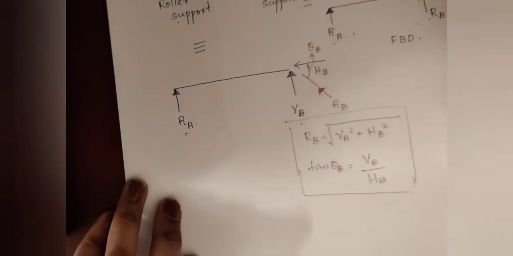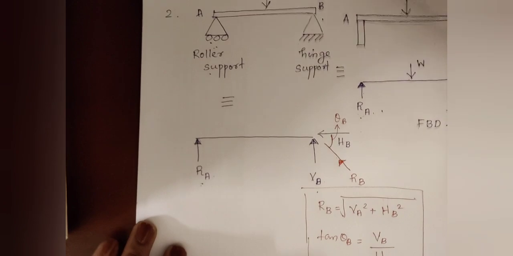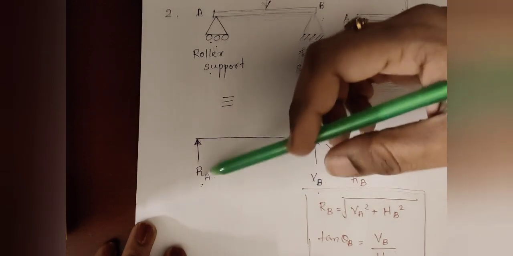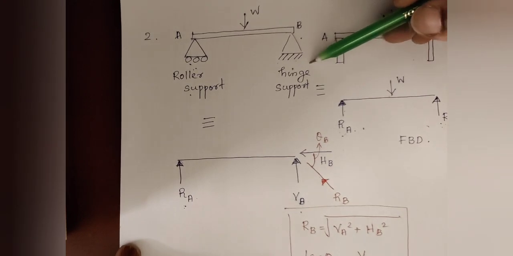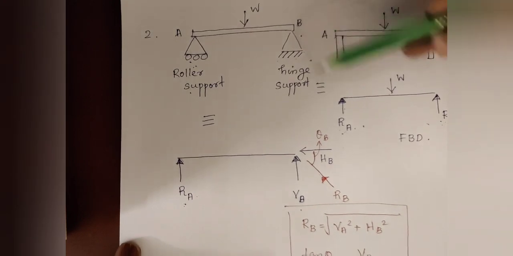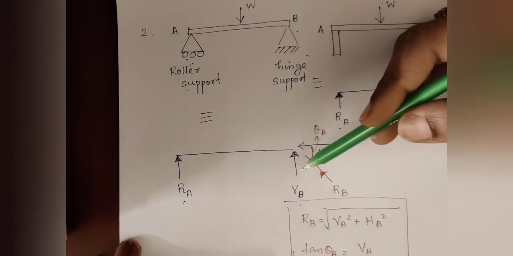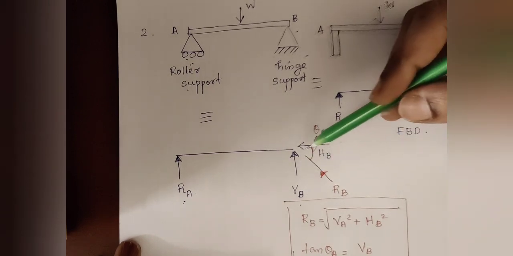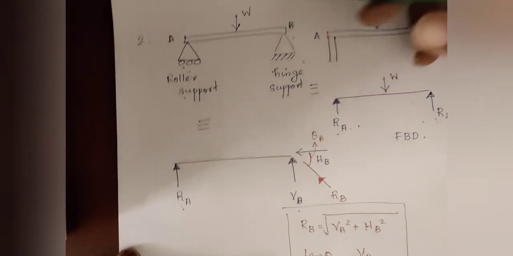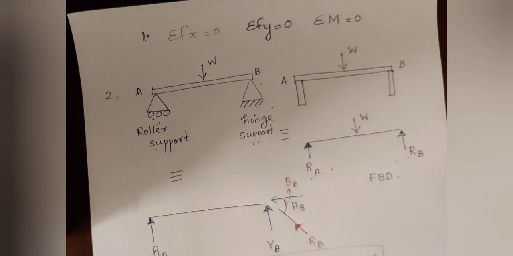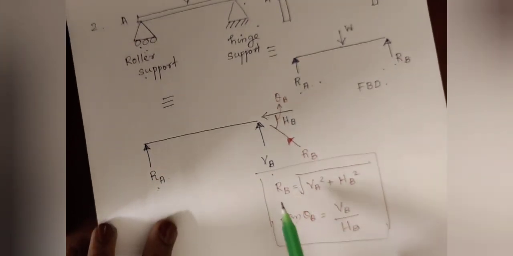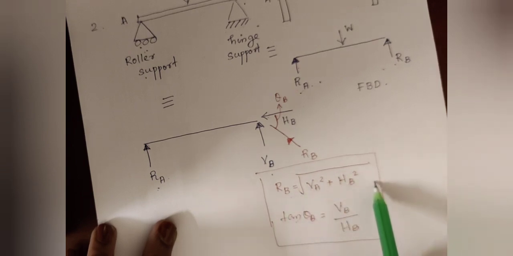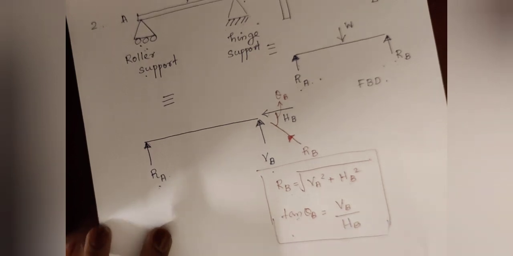So this is a very important point you have to remember. If you are provided with a roller, there is only one reaction, that is the vertical reaction. And if you are provided with a hinge support in the beam, then you have to mark two reactions. One is vertical and the other is horizontal. And you have to apply the three equations of equilibrium to calculate all these three unknowns. After getting the three unknowns, you have to use this equation to calculate the resultant reaction at the hinge. So at the hinge support, you have to calculate the resultant reaction and its inclination.